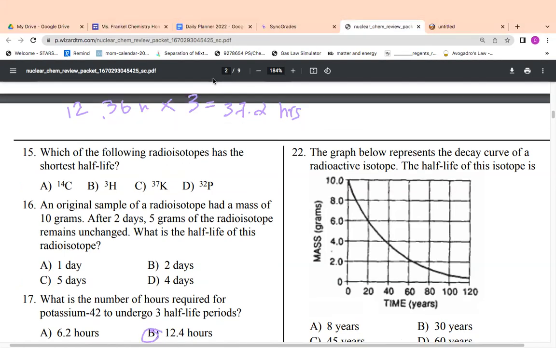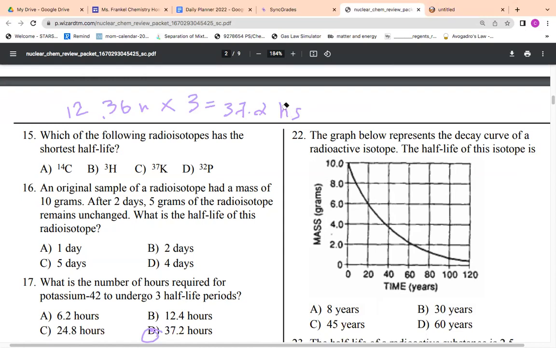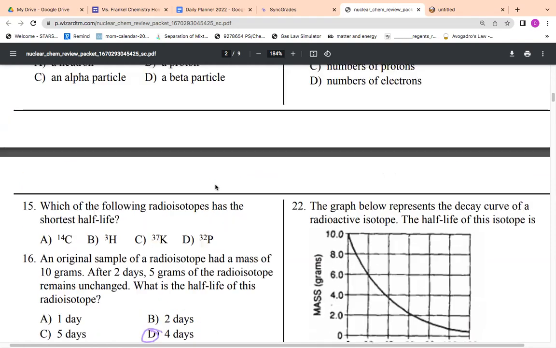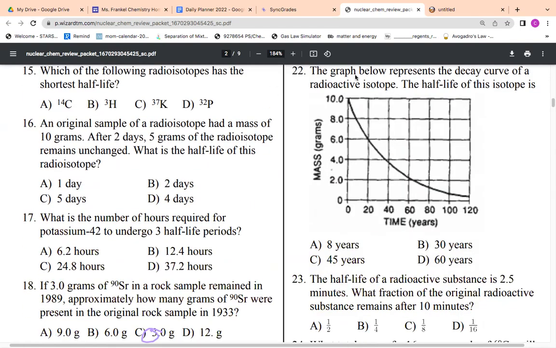Let me see what my percentage is. Oh no, it is 5%. Okay, let's do one more. Or let's try to get to 20. That would be good. Okay, number 18.